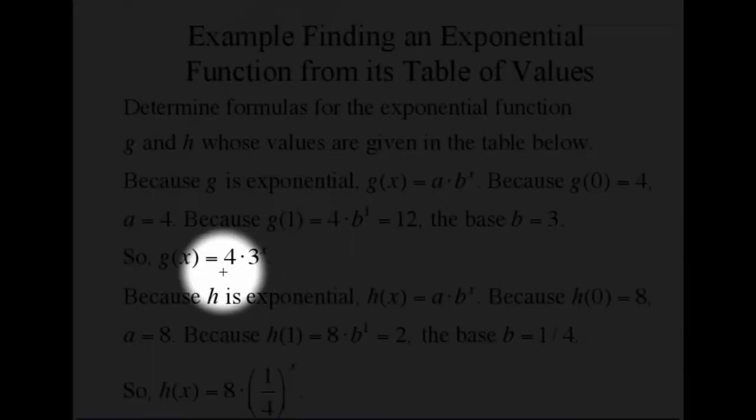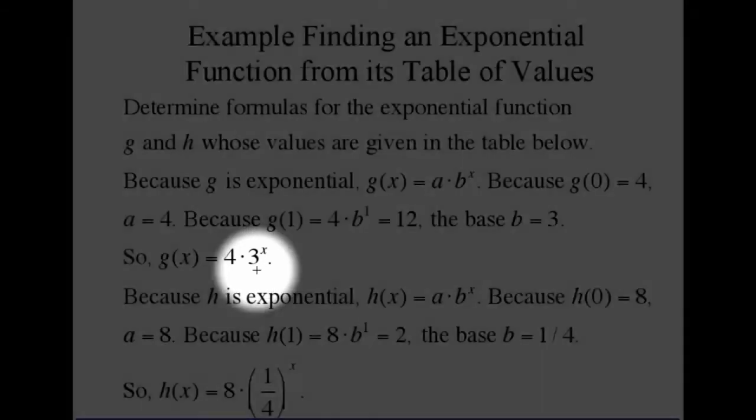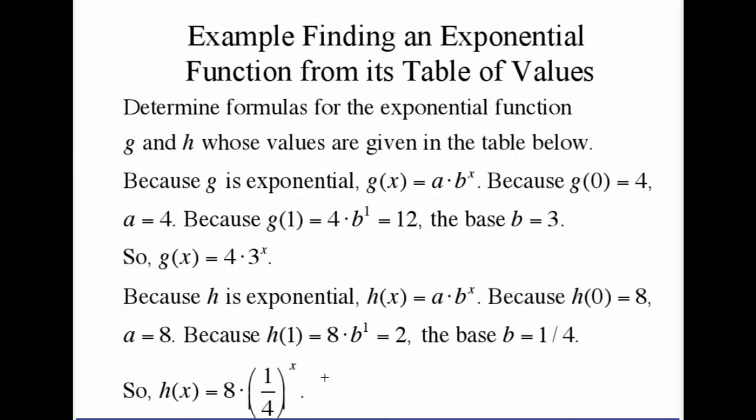Now remember, we can't actually multiply 4 times 3 here, because it's 3 to the x power, so we have to keep them separate. If we focus on h for a minute, much the same way as g, our value at 0 is 8, so a is 8. We notice that the common factor from term to term is 1/4, so that is the base of the exponential function. So the entire function is h(x) = 8 times (1/4) to the x power.